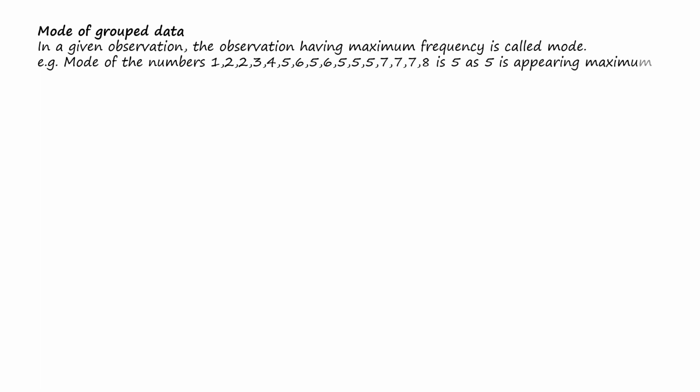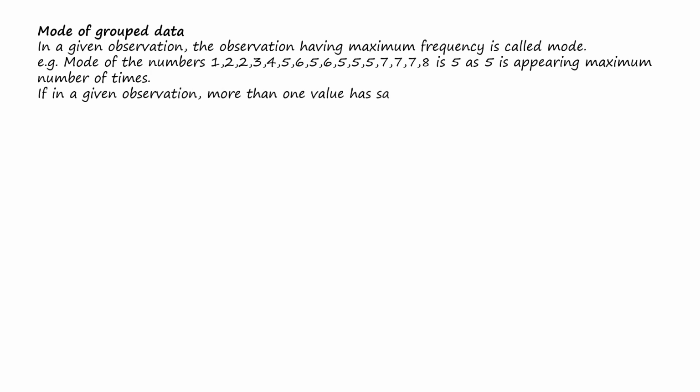Mode of group data. In a given observation, the observation having maximum frequency is called mode. For example, the mode of the numbers 1, 2, 2, 3, 4, 5, 6, 5, 6, 5, 5, 5, 7, 7, 7, 8 is 5, as 5 is appearing the maximum number of times. That means in any given number of observations, the observation having the highest frequency is called the mode of that particular observation.